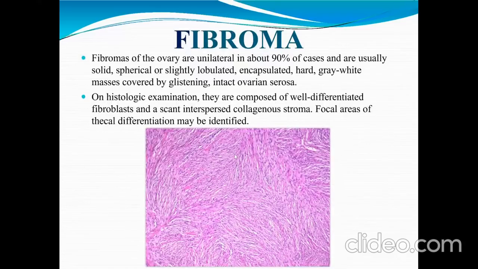Fibromas of the ovary are unilateral in about 90% of cases and are usually solid, spherical, or slightly lobulated, encapsulated, hard, gray-white masses covered by glistening intact ovarian serosa. On histologic examination, as we can see in this photomicrograph, they are composed of well-differentiated fibroblasts and a scant interspersed collagenous stroma. Focal areas of thecal differentiation may be identified. So basically, fibroma is the tumor composed of the fibroblastic component of the ovary.